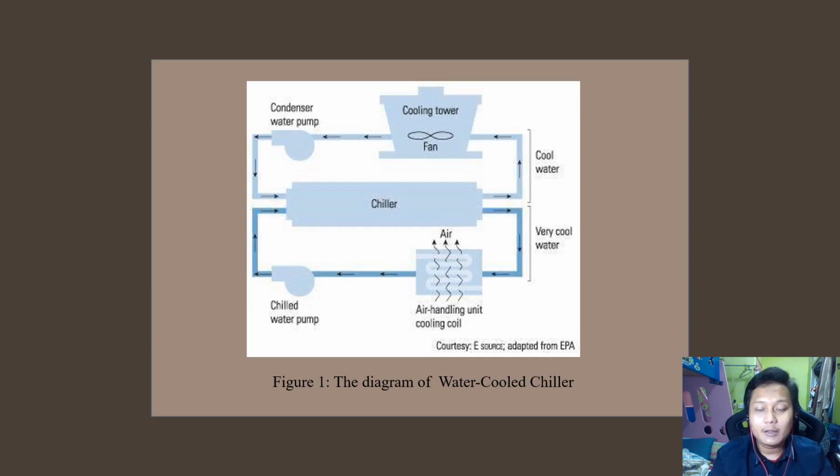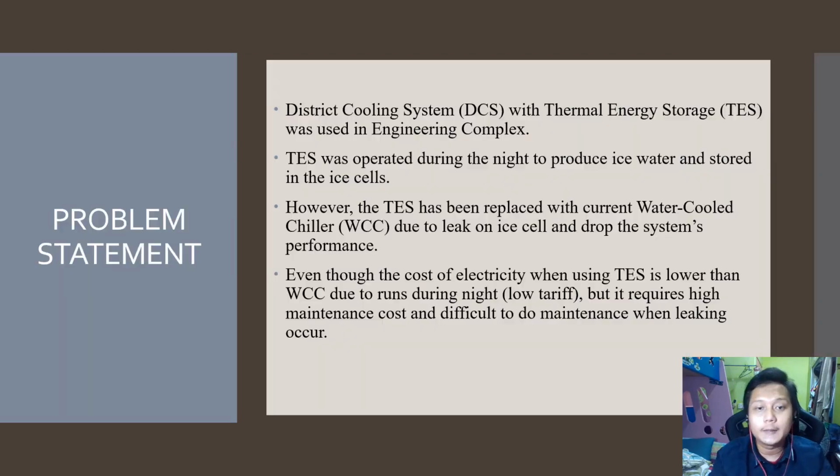This is the diagram of a water-cooled chiller, where the evaporator and compressor are in the chiller, along with the cooling tower, condenser water pump, chill water pump, and the air handling unit or FCU fan coil unit.